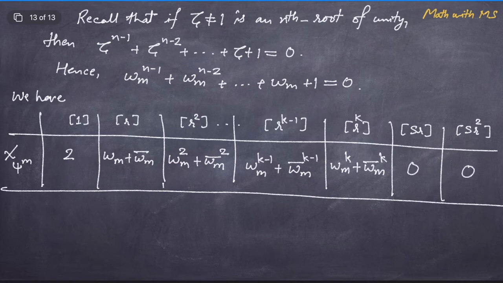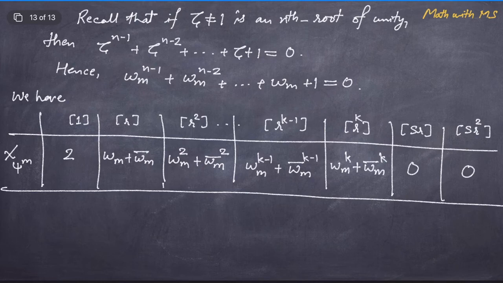Computing the value of the representation psi m at sr, we see that it is psi m of s into psi m of r, that is the product of the matrix B times A, and you can check that its trace is 0. Similarly, trace at sr square is also 0. So thus we have found the trace of the representation psi m at the representatives of the conjugacy classes of the dihedral group.